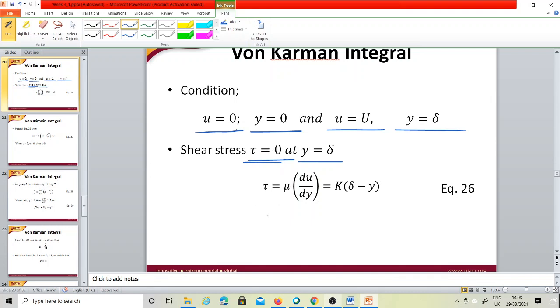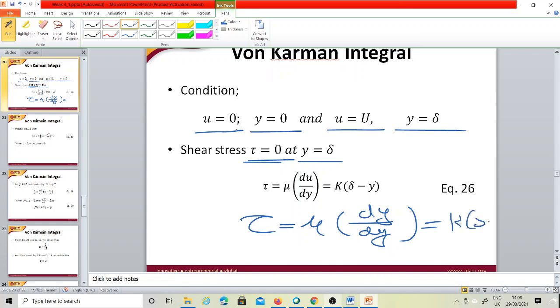So what you can write, if you remember the Blasius form, you have this is stress, right? So this one is actually proportional to the strain, right? So in this case, let's consider this is capital K and delta minus y. This is a straight line. mx is equal to c.